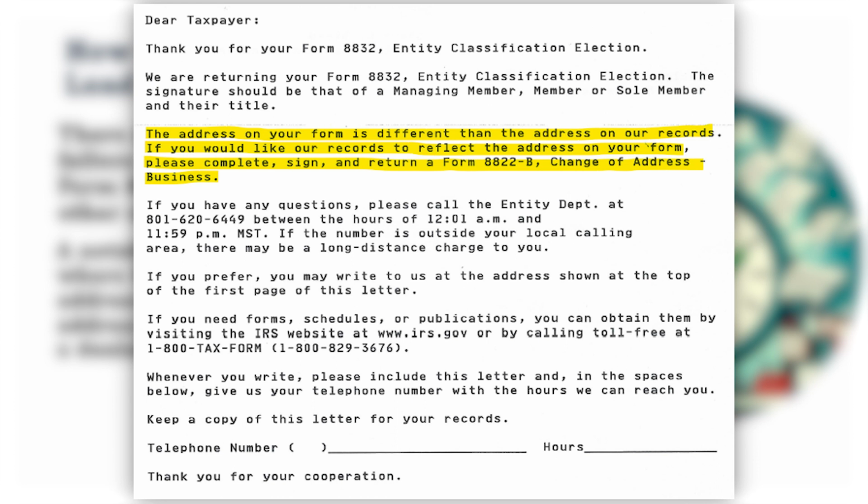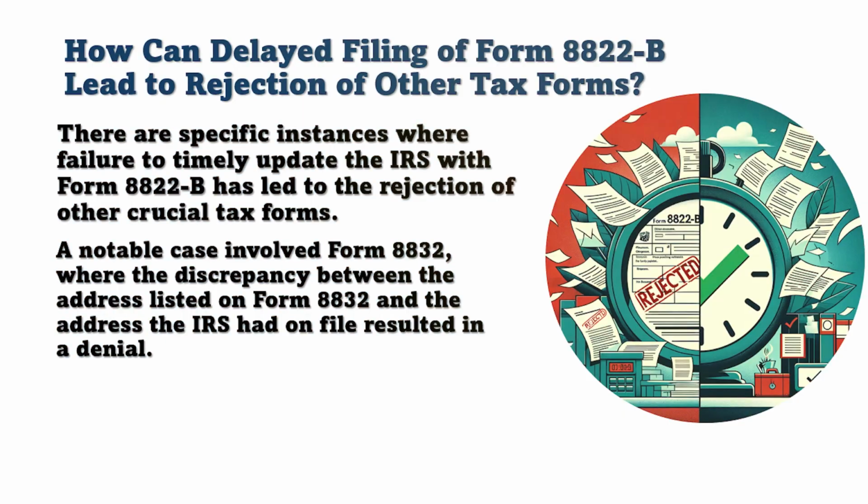So if you want to make any changes, you should have first used the 8822B to change your address before putting the new address on that entity classification form like the 8832 or the 2553. Okay, so a quick example.